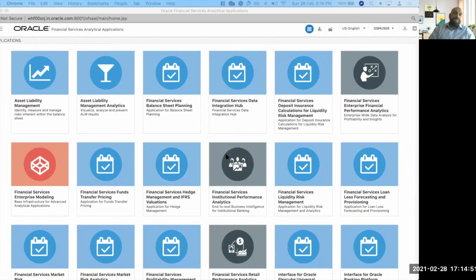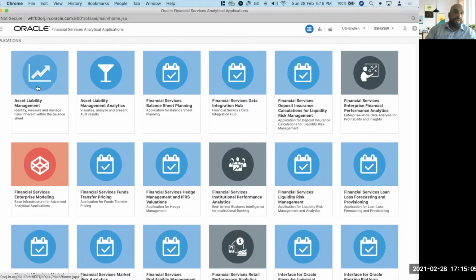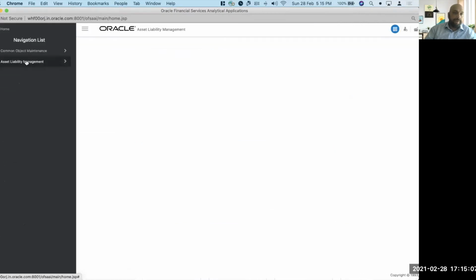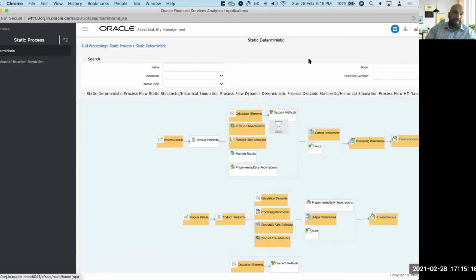The ALM application produces the calculation of Macaulay duration and the modified duration. You simply need to select the relevant financial elements from the application during the process run. Let me show you how this is done. You enter the application, go to Asset Liability Management application, go to ALM processing, go to the static process. You would be setting up a deterministic process.